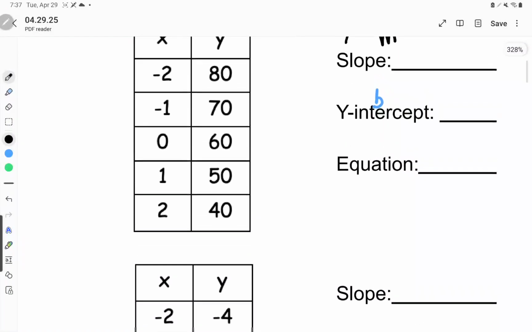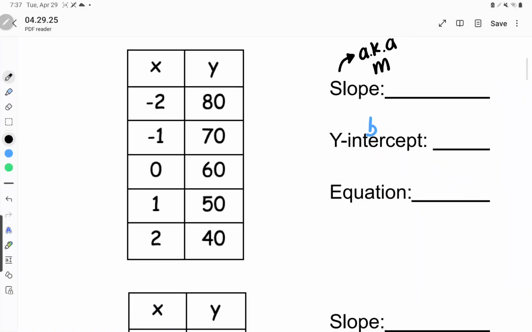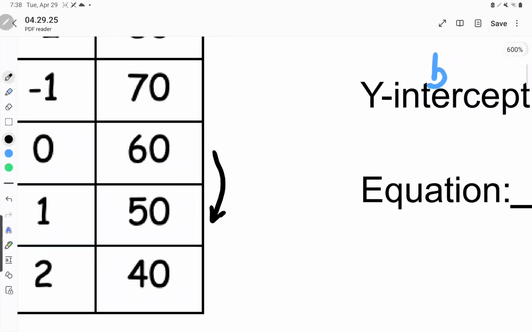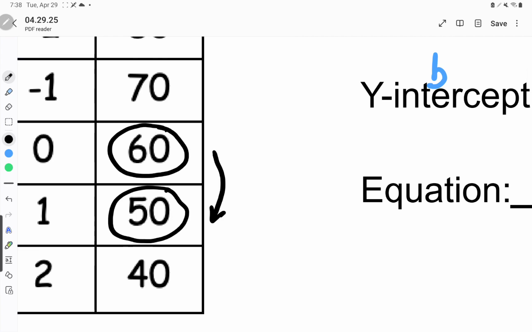So what is the first thing we do when we see a table? We draw some arrows. Now, these 2 rows right here have negatives. I don't feel like dealing with negatives, so I'm going to go here and here. So on this right side over here, what would I do? I would subtract 50 minus 60.